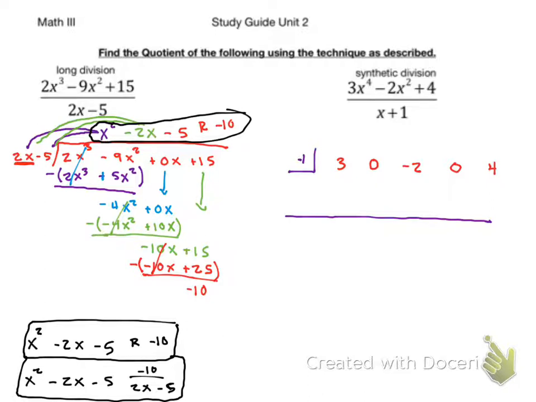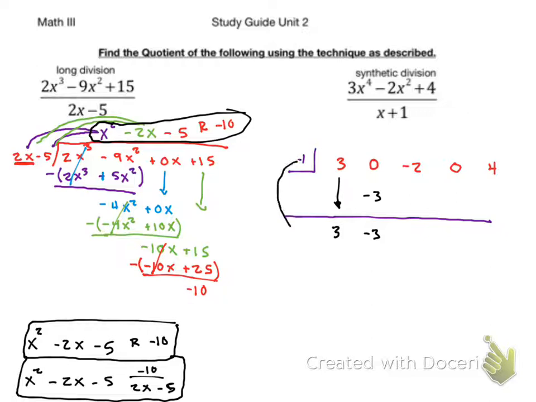Okay. Now we do our synthetic division. We bring the 3 down first, and then we multiply this -1 times 3. Got to multiply that. That gives us a -3, and it goes in here. Now we add these together. -3 plus 0 is -3.